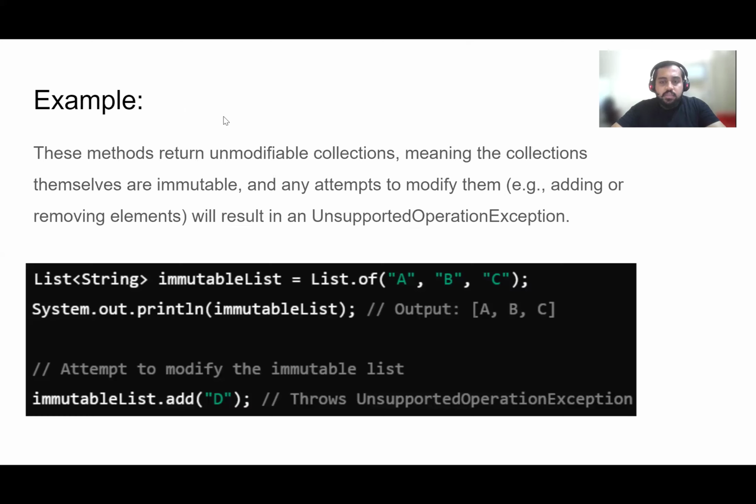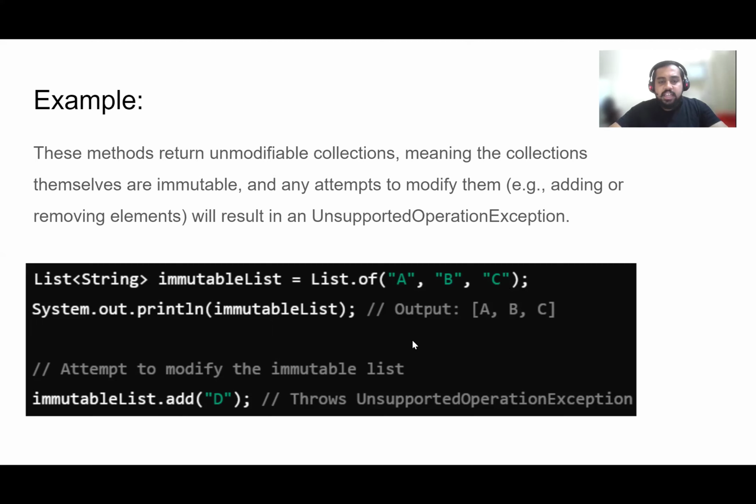These methods return an unmodifiable collection, meaning the collections themselves are immutable, and any attempt to modify them, like adding or removing an element, will result in an unsupported operation exception. Here I have created one example where, while creating the collection itself, I did a List.of and added the data A, B, C. It gives me an immutable list. When I print this, I get the output A, B, C. When I try to add another data D to it, I get an unsupported operation exception.